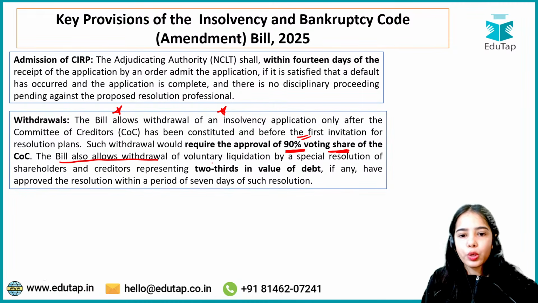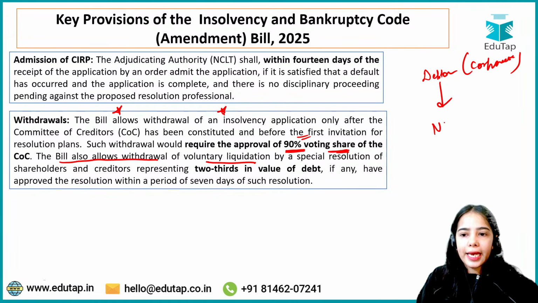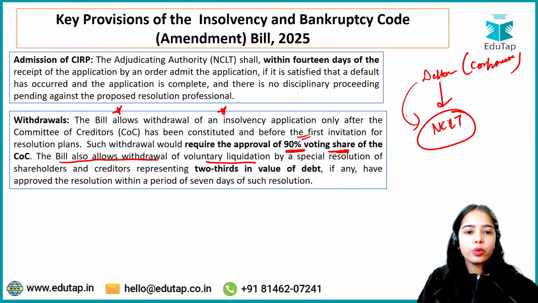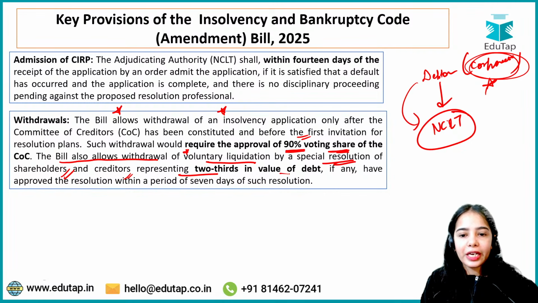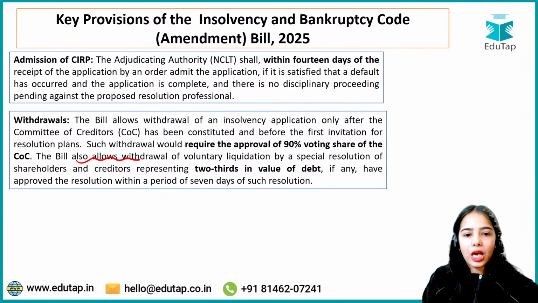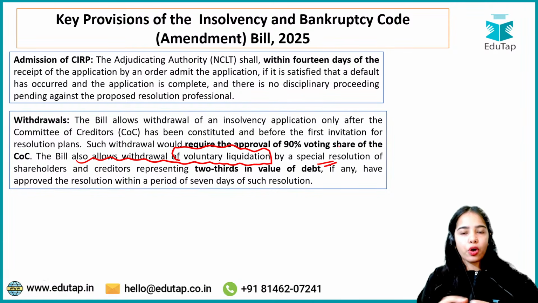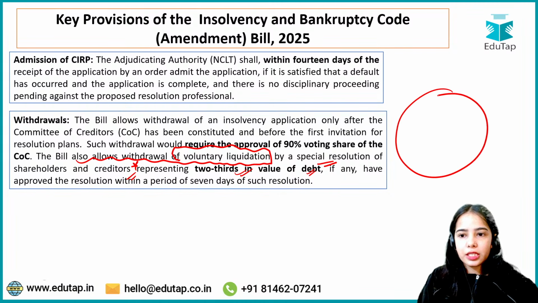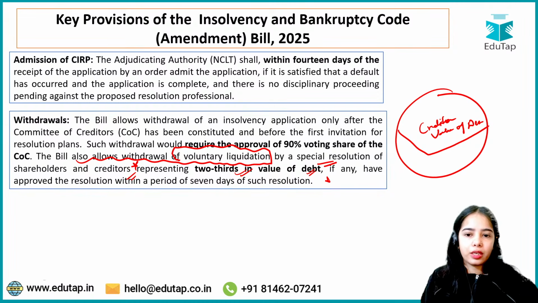The bill also allows withdrawal of voluntary liquidation. Let's say the debtor itself, the corporate, went to the NCLT with the application for voluntary liquidation. Now the bill allows withdrawal of voluntary liquidation by a special resolution of shareholders. The shareholders of the corporate should agree, and the creditors representing 2/3 in value of debt should approve the resolution that voluntary liquidation can be withdrawn. So this is the idea. Such creditors should agree. So let's say this is the total debt. The majority of the creditors by value of debt should agree. They have approved the resolution for withdrawing the voluntary liquidation.